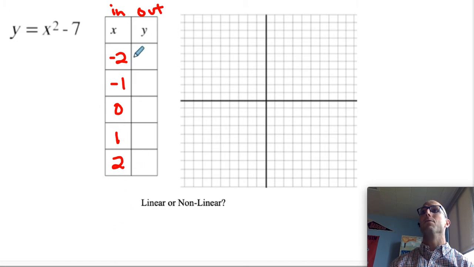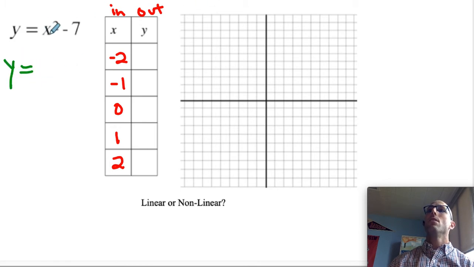You could do 3, 4, 5. You could do -3. You can do as many as you want. Right? The more you do, the more accurate your graph will be. I'm just going to use these for now. Okay. So here's my function. I'm going to rewrite this one. So y equals, now again, I like to put this in parentheses, right?